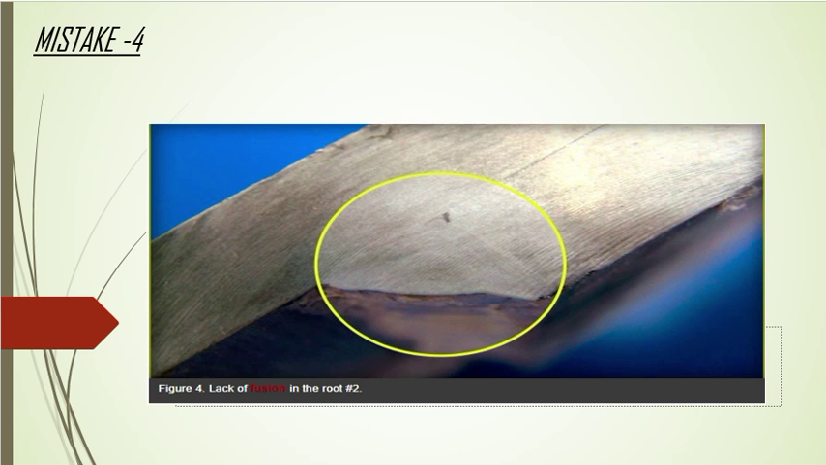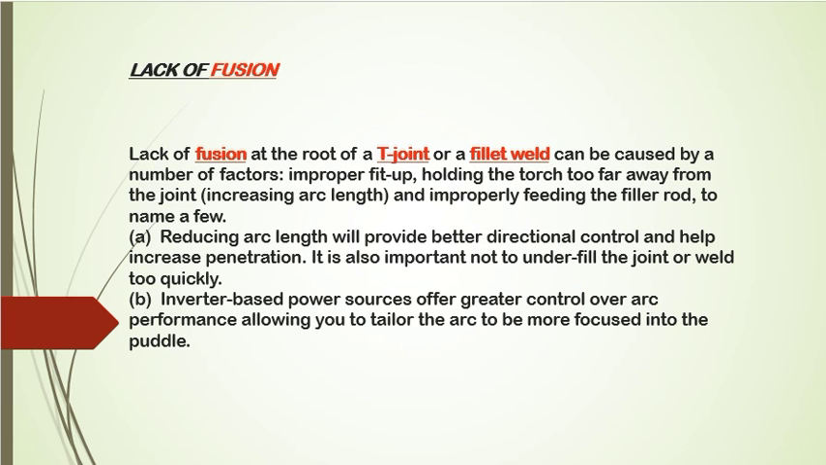Mistake 4. You can easily see here the lack of fusion in the root. This is mistake 4. You see how lack of fusion is created. Lack of fusion at the root of a T joint or a fillet weld can be caused by a number of factors.